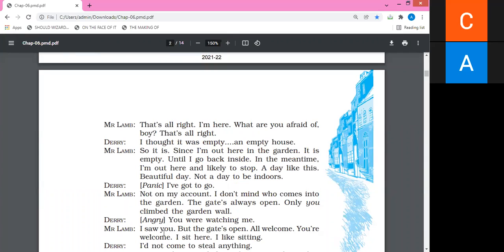Mr. Lamb, I saw you, but the gates open. All welcome. You are welcome. I sit here. I like sitting.